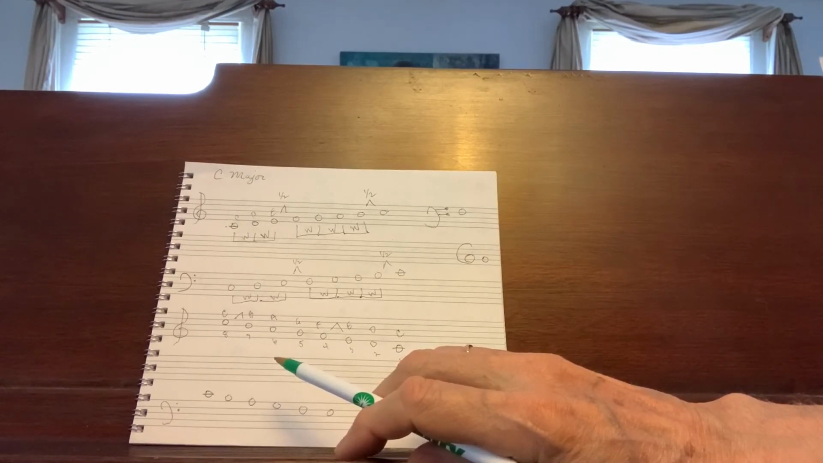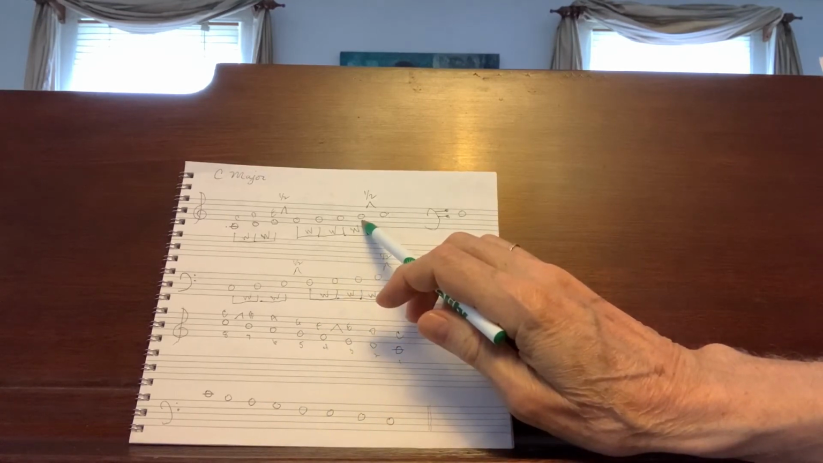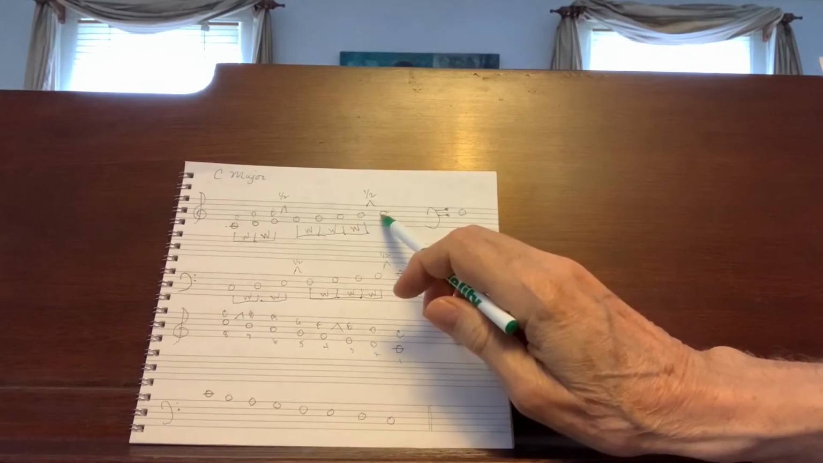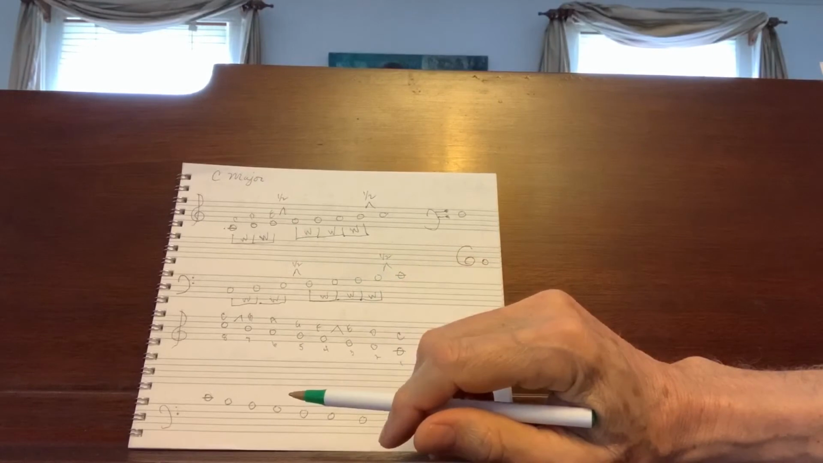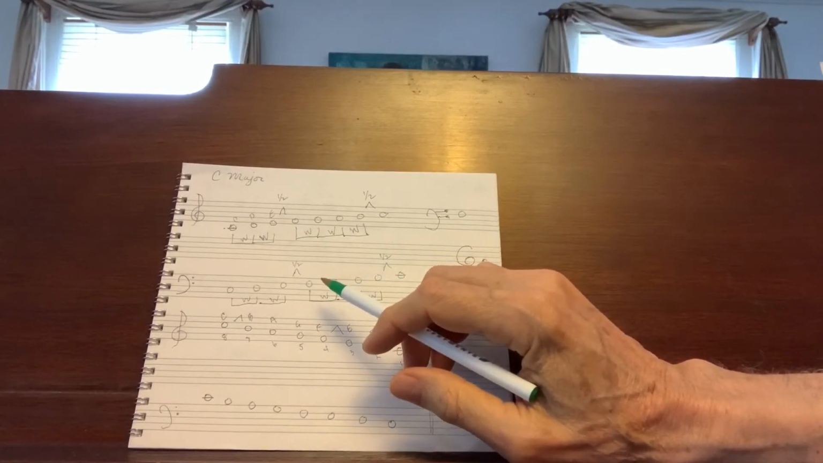What's the fifth note of C? 1, 2, 3, 4, 5, C, D, E, F, G. What's the seventh note of C? Well, you can go 8, 7, or you can go 1, 2, 3, 4, 5, 6, 7, but in both cases, it's a B. Okay, well, that's very nice. What else can we do with this?